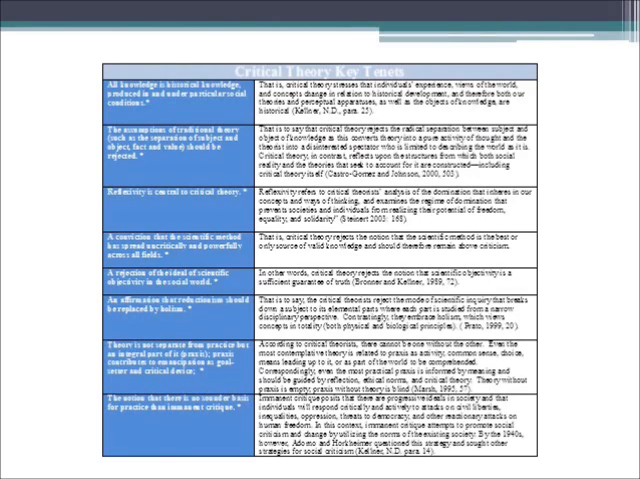The first is that all knowledge is historical and produced in and under particular social conditions. That is to say that critical theory stresses that individuals' experience, views of the world, and concepts change in relation to historical development. And therefore, both our theories and perceptual apparatuses, as well as the objects of knowledge, are historical.